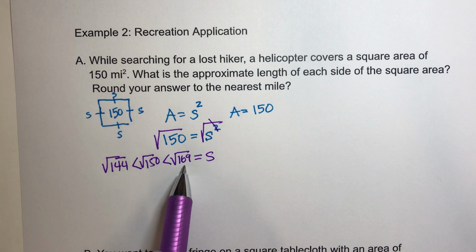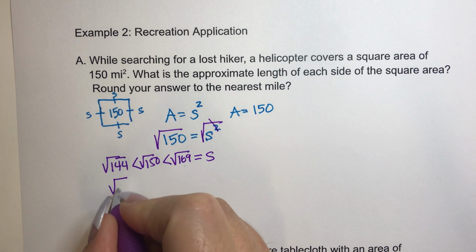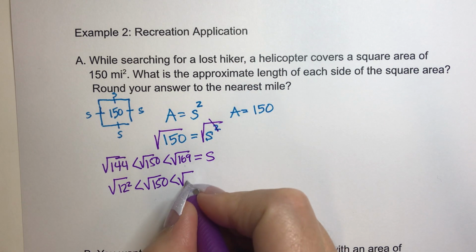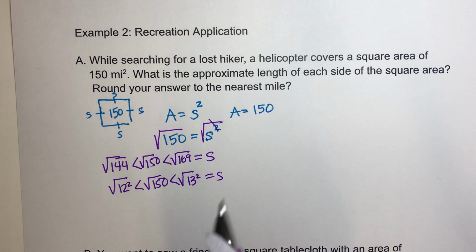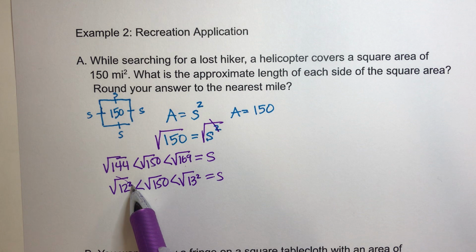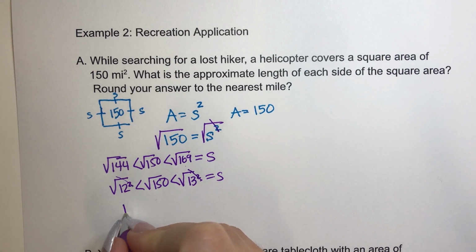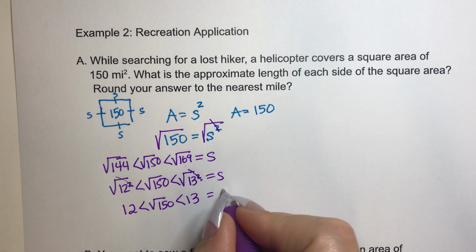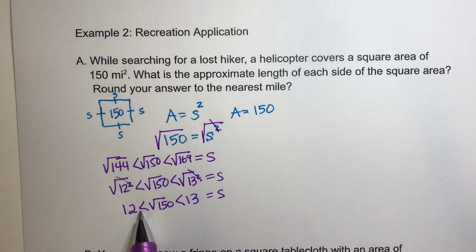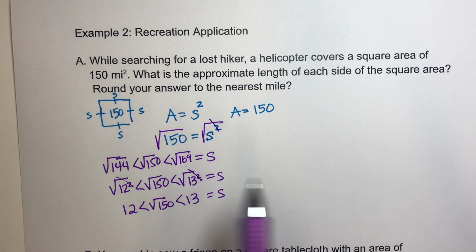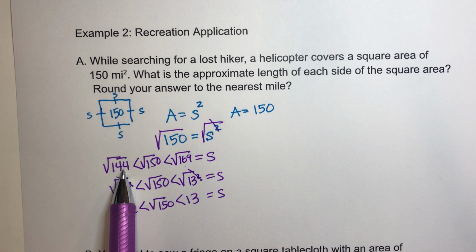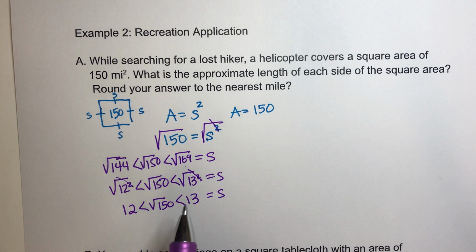Now I can't figure out what this is, but I can figure out what these are. So this 144 is the same thing as 12 squared. 169 is the same thing as 13 squared. So square root and squared cancel each other out. Square root and squared cancel each other out. We have 12, square root of 150, and 13. So the side is between 12 and 13 miles. I would say it's probably closer to 144, right? It's closer to 12 because 150 is closer to 144 than it is to 169. So my guess would be like 12.2 or 12.3.